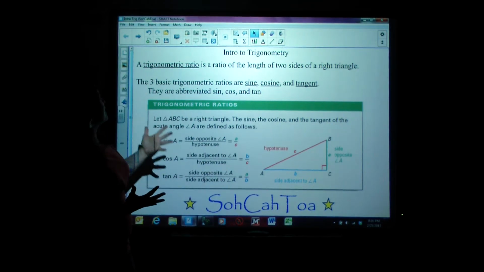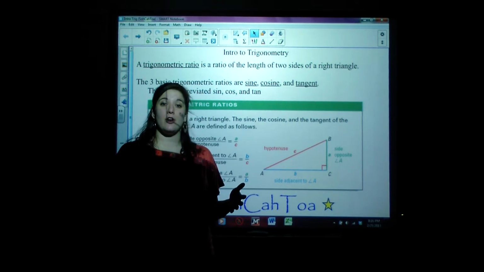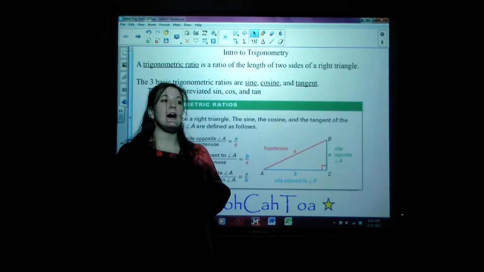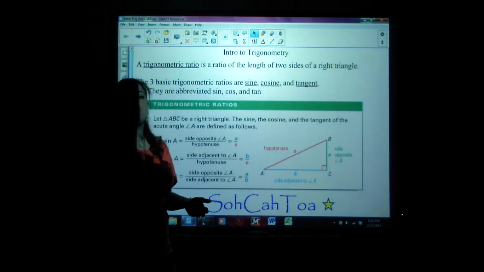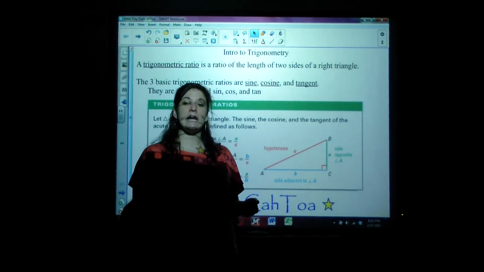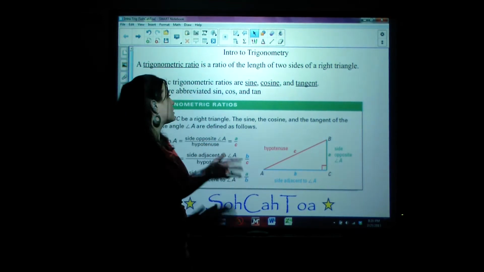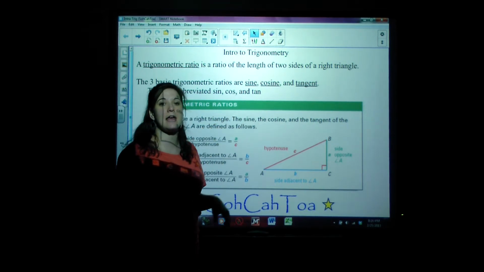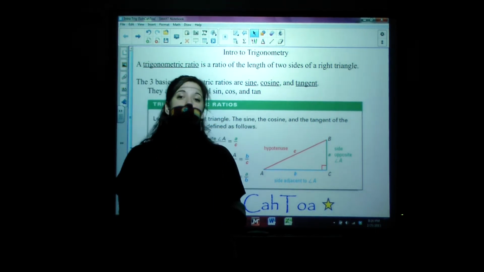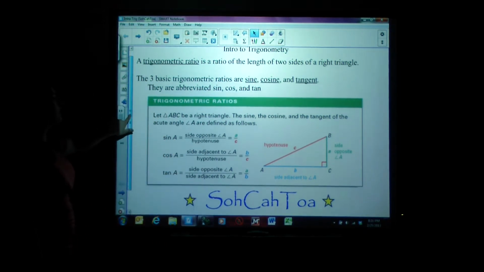When we talk about the idea of trigonometry, of trigonometric ratios, what we're really talking about is the ratio, or fraction, of two side lengths of a right triangle. We're going to talk about three of the basic trigonometric functions today, and those are sine, cosine, and tangent. They do have abbreviations that are used all the time: SIN for sine, COS for cosine, and TAN for tangent. So you're going to see me use those abbreviations. Here we go, let's jump right in.